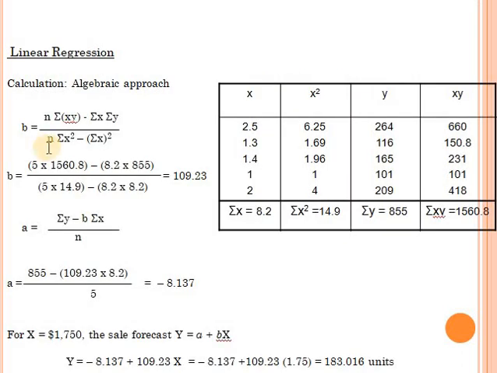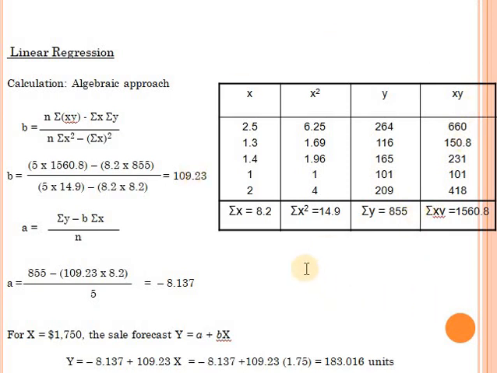Now, I will put the equation related to B and A. Let's begin with B. We said that we need the multiplication of xy, the summation of x, and the summation of y. So what do I need to do? With the table that was given, I had x, which was the advertisement in dollars, and I had y, which was the sales. Now I will have to create a new table.